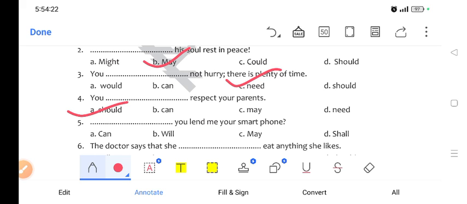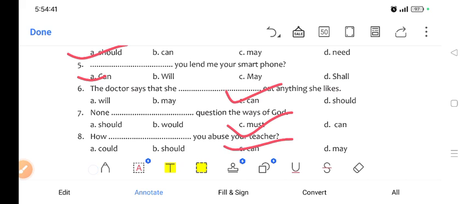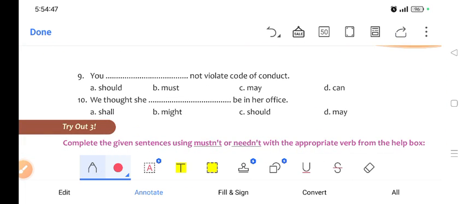Fifth is, can you lend me your smartphone? Next, the doctor says that she can eat everything she likes. Okay, none must question the ways of God. How can you abuse your teacher? So we will solve now. Next, question number 9. Question number 9 is, you must not violate code of conduct.